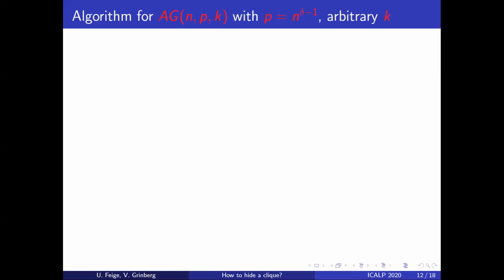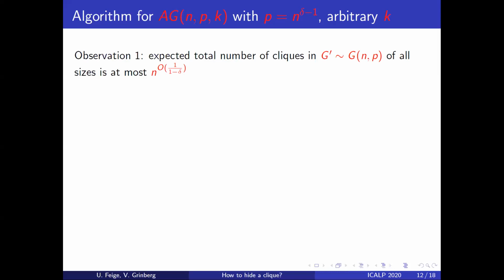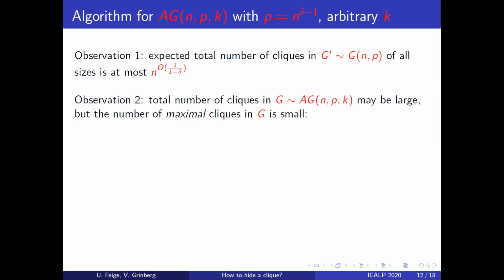Now we move to the second regime, the adversarial augmented clique model with p equals n^(delta-1) and arbitrary size k of the planted clique. Our approach for this case is rather simple. First, one can observe that the expected total number of cliques in the random G(n,p) graph with such p is at most polynomial in n. Of course, in the planted setting, the number of cliques may be large, as we can take subgraphs of the planted k-clique. However, the number of maximal cliques in G must be small.